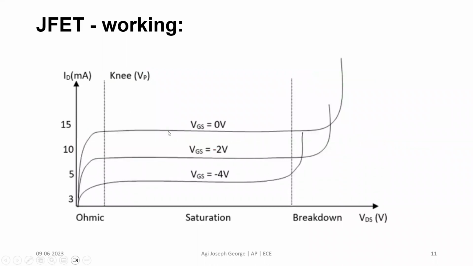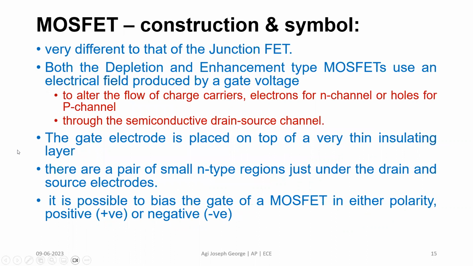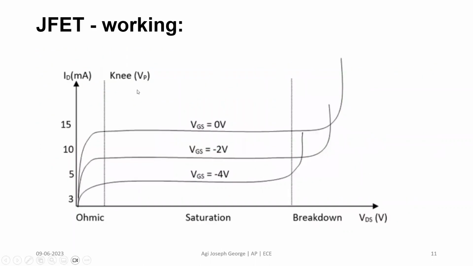So this is the VI characteristics. VI characteristics in the sense we are controlling using gate source voltage. These particular graphs are taken in such a way that your gate source voltage, you keep it constant and you vary the drain source voltage, and you note the current.